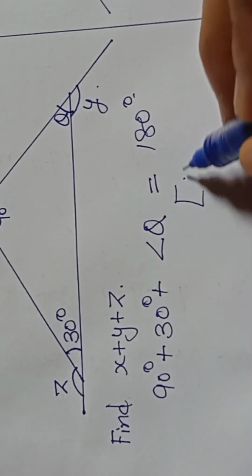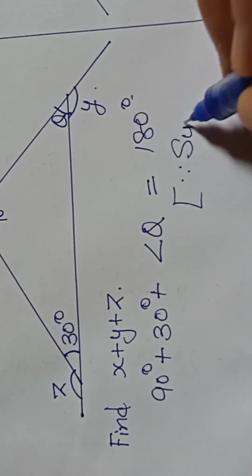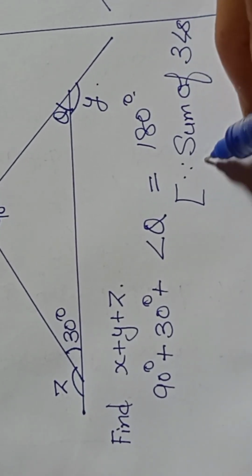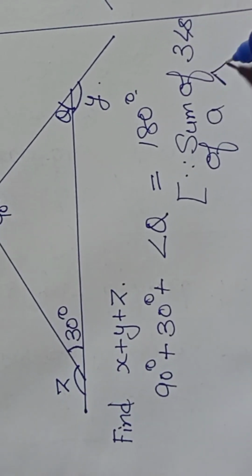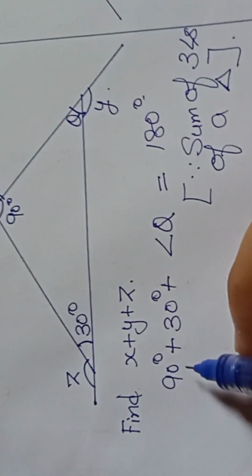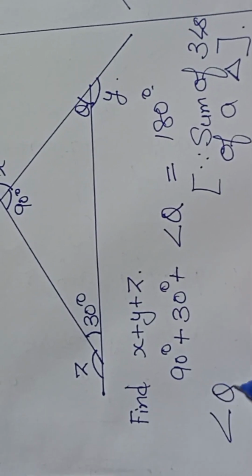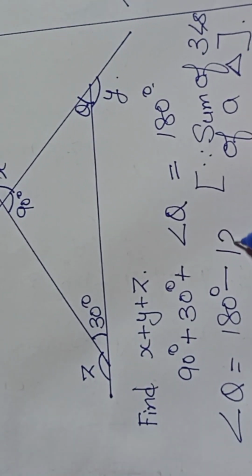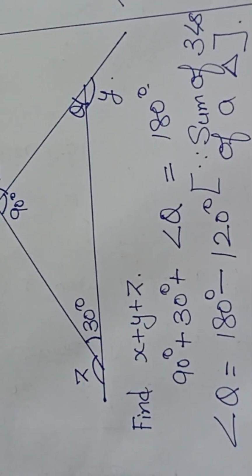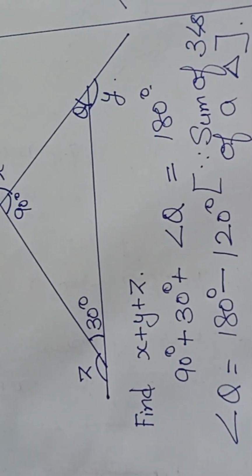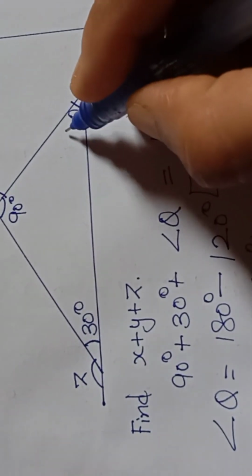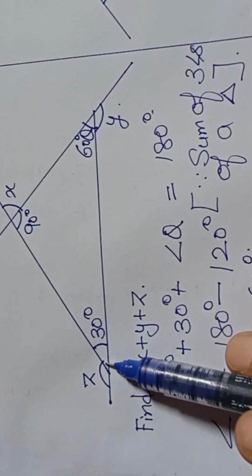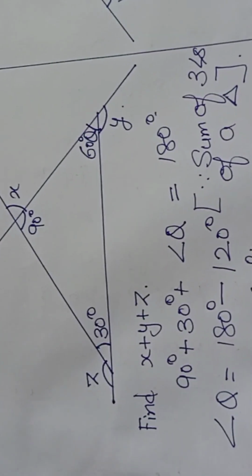What reason will you write here? Sum of three angles of a triangle. So this is our property. So whenever you add all these angles, this is 180 degree minus 120 degree. So 120 degree, what do you get? 60 degree. So in this way, this angle is 60 degree. So now we can find angle z, x, and y.